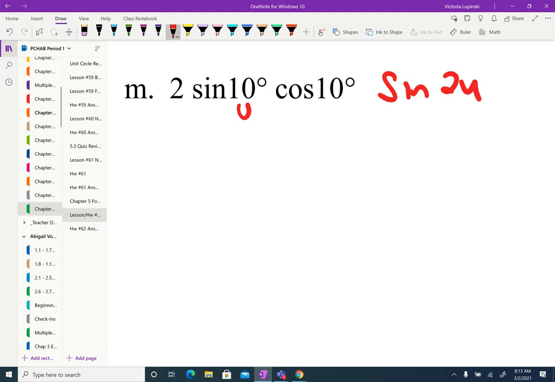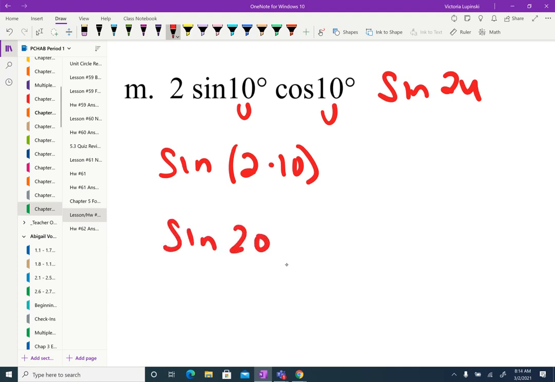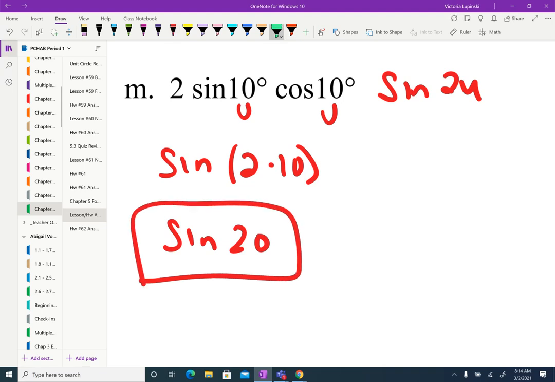And then these are your u's. So this is equal to the sine of 2 times u, which means the sine of 2 times 10, which means this is equal to the sine of 20. And because 20 is not on the unit circle, that's as far as I can go.